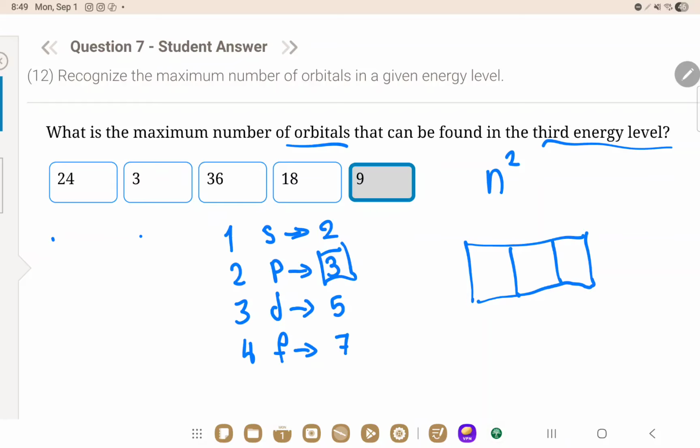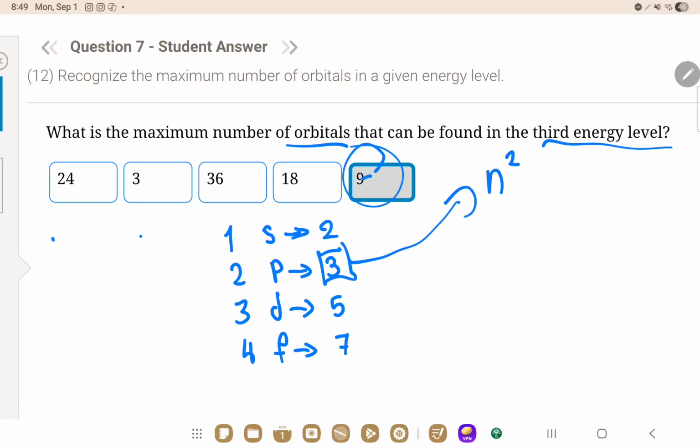And just know that each room can fit 2 people because it has 2 beds. This I'll explain in a future question, because now I don't want to confuse you guys. Anyways, we just apply the formula. 3 to the power of 2 is 9. For the first energy level, it's 1, the second is 4, this is 9, this is 16, and so on. That's it, what you have to memorize for now. Now, let's move on.